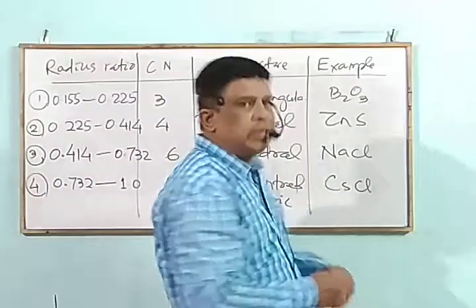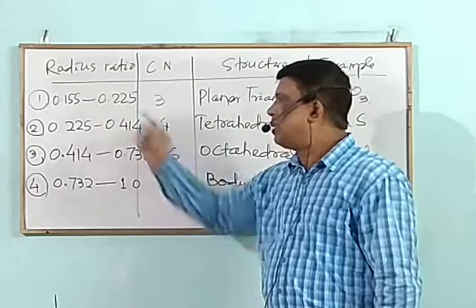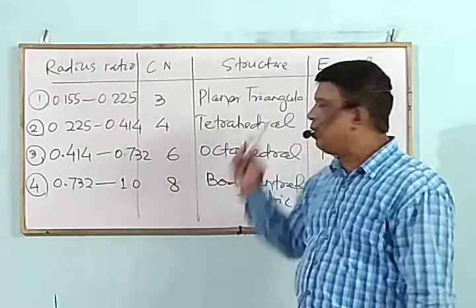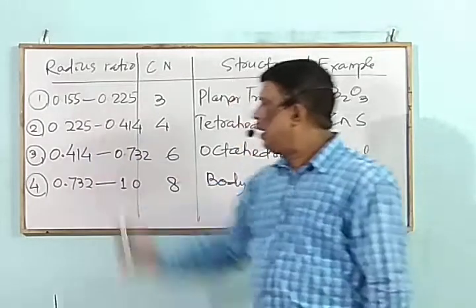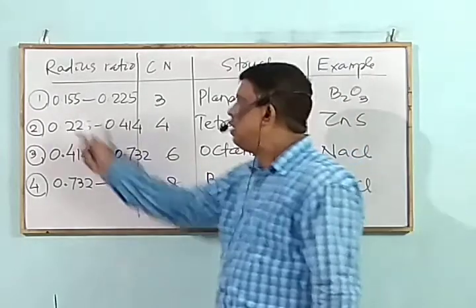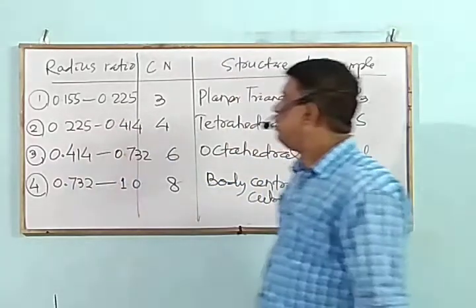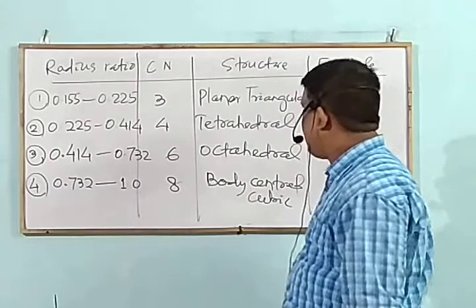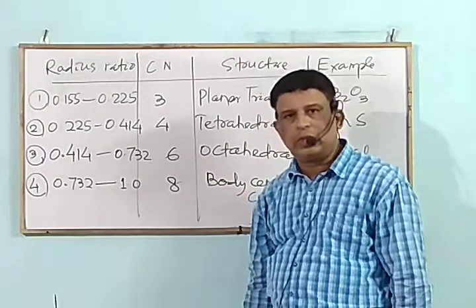Mark that. This data gives a relationship between, if the radius ratio is known, it gives idea about the coordination number and the structural arrangement. Mark that. If the radius ratio lies between 0.155 to 0.225, then coordination number is 3 and it is a planar diagonal structure. Example is boron oxide B2O3.